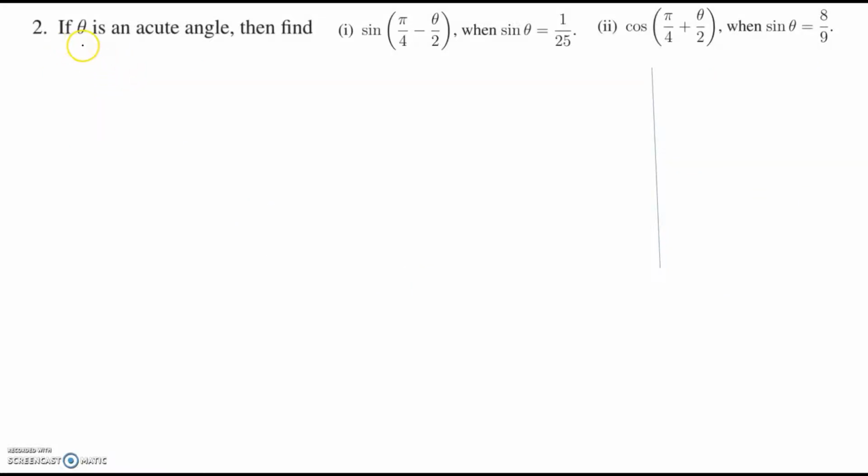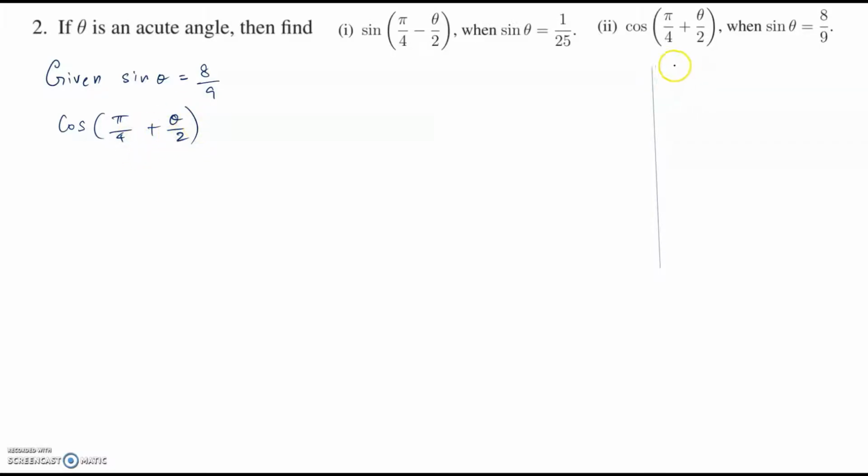Now for the second part of the question, which is cos(pi/4 plus theta/2), we need to find it when sine theta is equal to 8/9. So we can say, given sine theta is equal to 8/9, and you need to find cos(pi/4 plus theta/2).